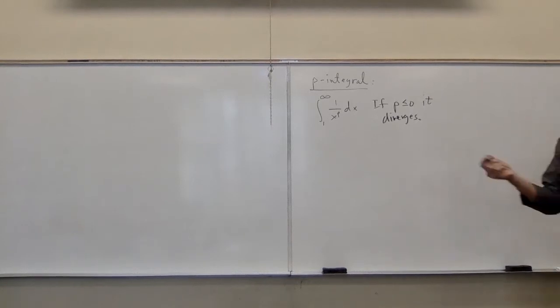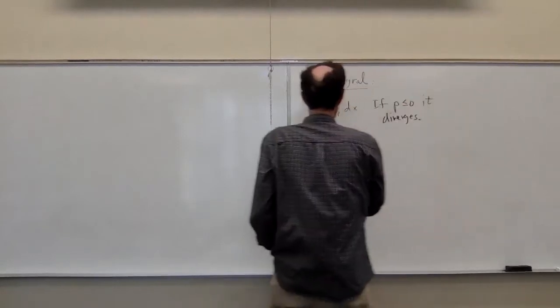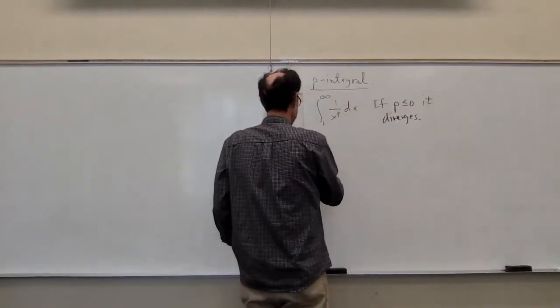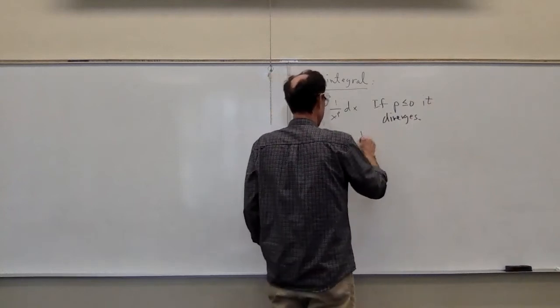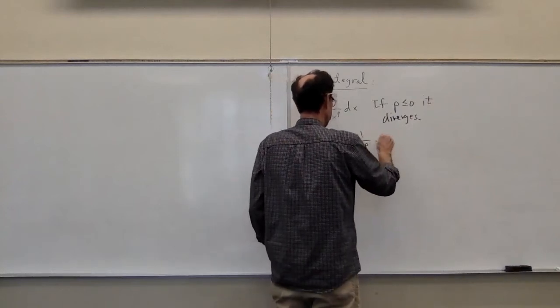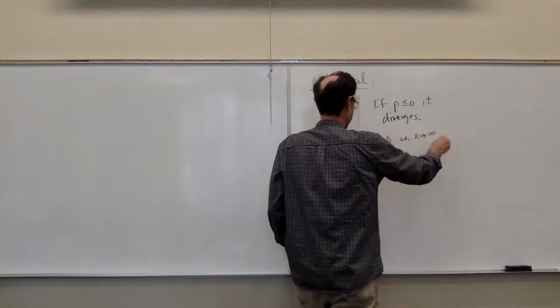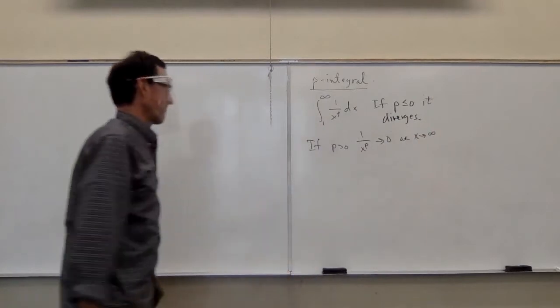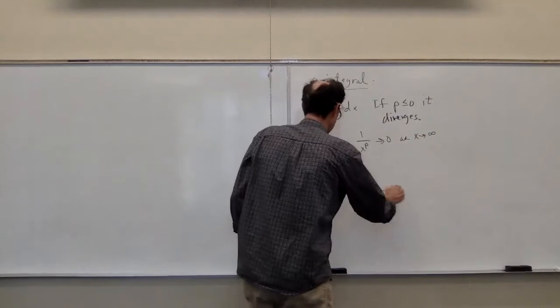If p is positive, then it has a chance. At least the function dies out. Okay, and we actually did at least one of these on Friday. So if p is positive, 1 over x to the p goes to 0, which gives it a chance. And now we want to investigate. I could draw a generic graph for all of those.